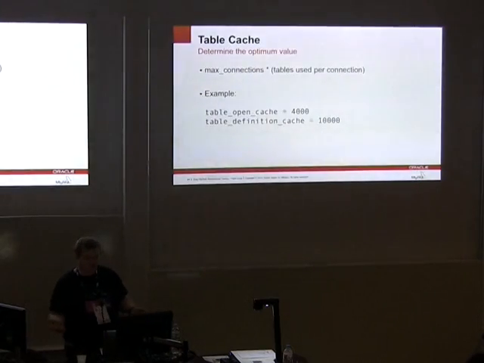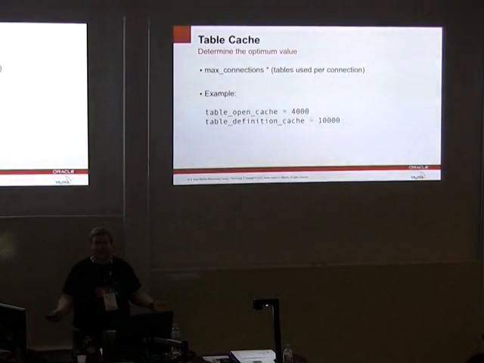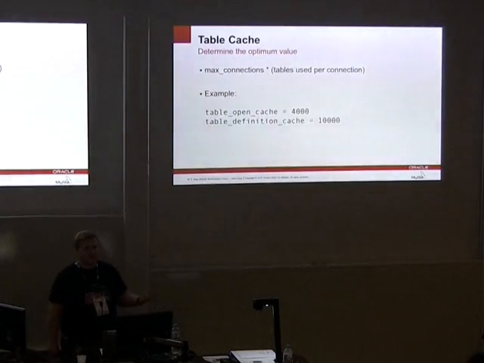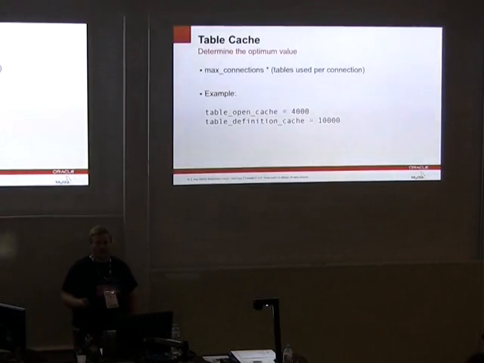What's a good number for the table cache? It depends exactly on your server. So the two things mainly to keep in mind are the maximum number of connections the server is going to handle, so that might be, say, 100. And then the number of tables that any connection is going to use in a short period of time.